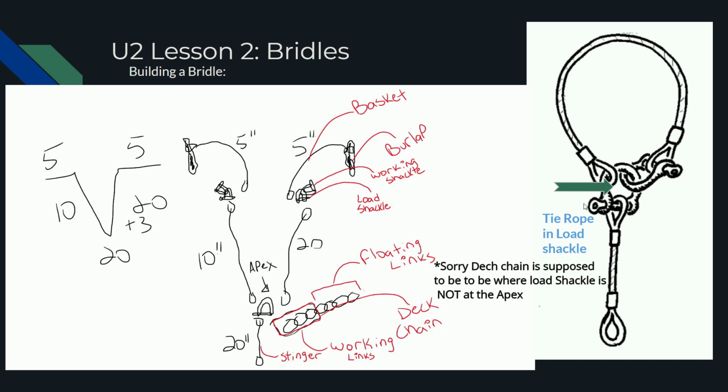And I put an arrow because this is where you tie your rope. You put it in through the load shackle, right in there. Don't tie it to the working shackle, because once they pull it up, they're going to undo this pin, and then the rope could slide out. The whole load is going to fall. So very important to know how to build and work with bridles.